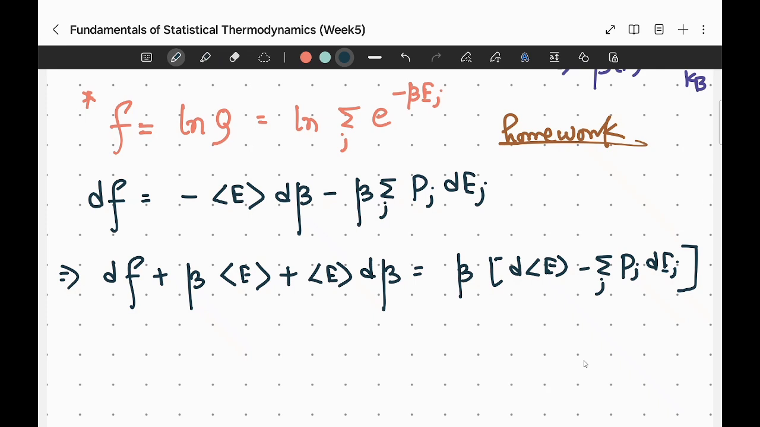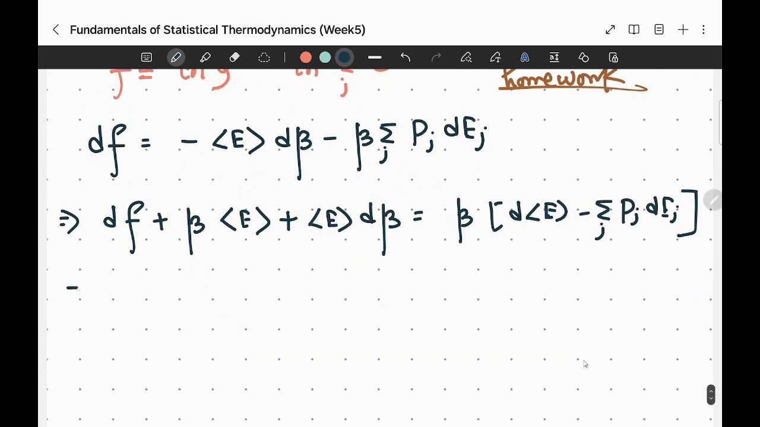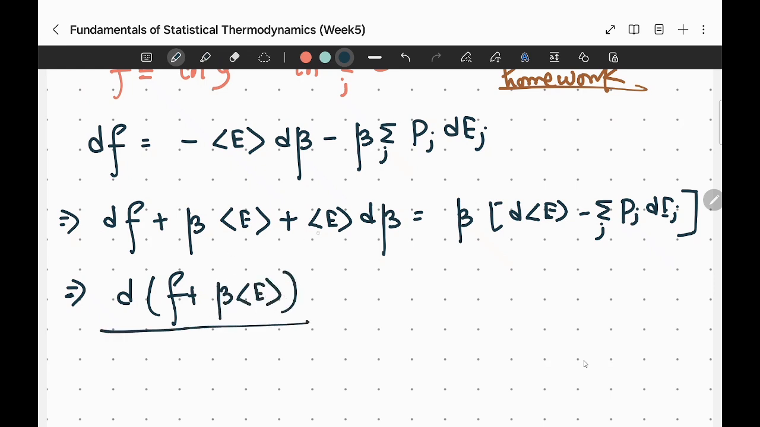So now this essentially means that when you do it, then obviously these three terms will be there. First df, then beta times the average of E, and then the average of d beta. So these three terms will be there.